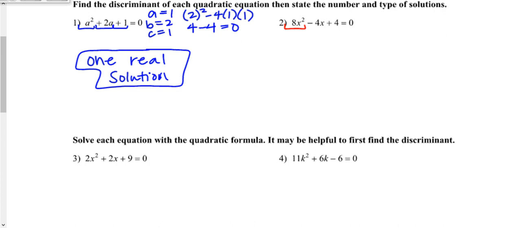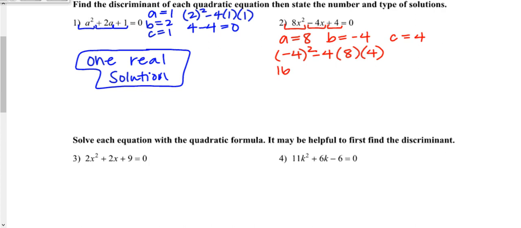Alright. Do the next one. My a value is 8. My b value is negative 4. And my c value is positive 4. So b squared minus 4ac is going to look like this. I took my b value and I squared it, subtracted 4 times a times c. This gives me positive 16 minus 4 times 8 times 4, which is actually 128. And that value gives me negative 112. When I get a negative for my discriminant, that just means I have 2 imaginary solutions.